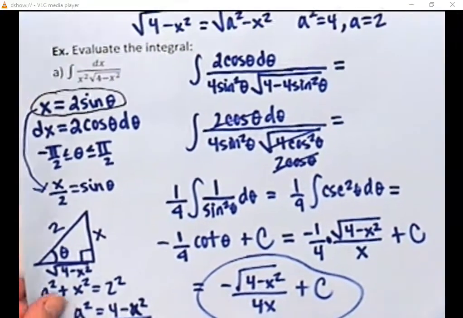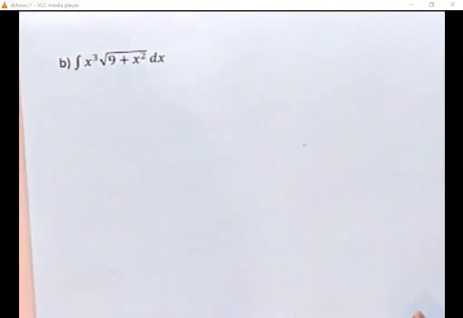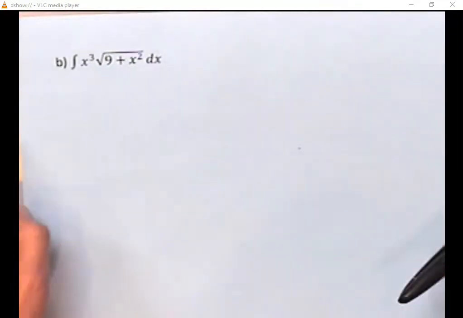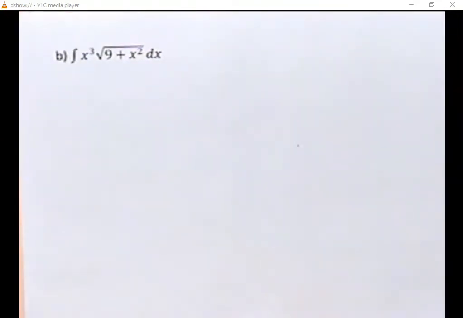Okay, not so far. Let's do another one. See if we can figure out how to set this one up. So let's try the integral of x cubed times the square root of 9 plus x squared.